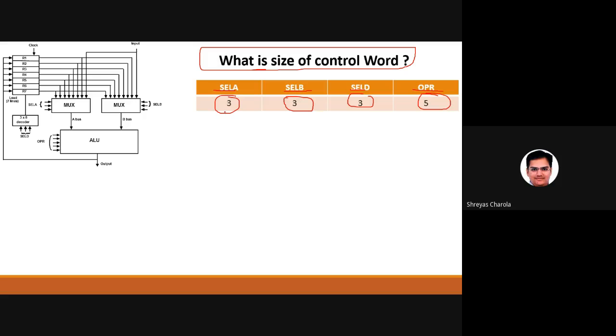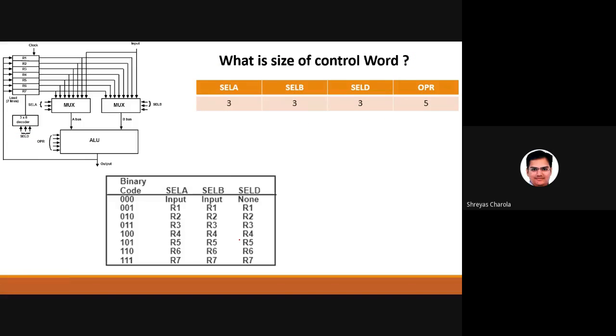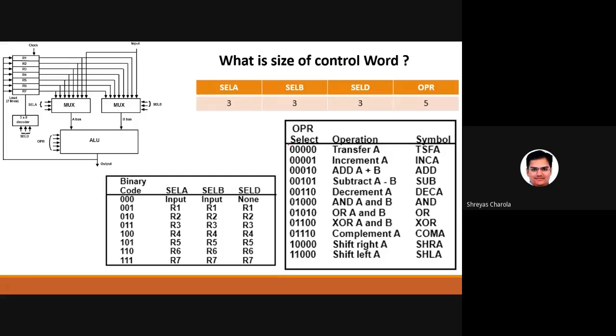Like 3 bits for selection to the multiplexer, selection D is for the decoder, and the operation is 5 bits. In total this many bits are required. Let's suppose these are the binary codes for R1, R2, R3, R4, R6 and R7, and this is an operation. There is the possibility of 2 raised to 5, but I used this many bits only for doing the operations.